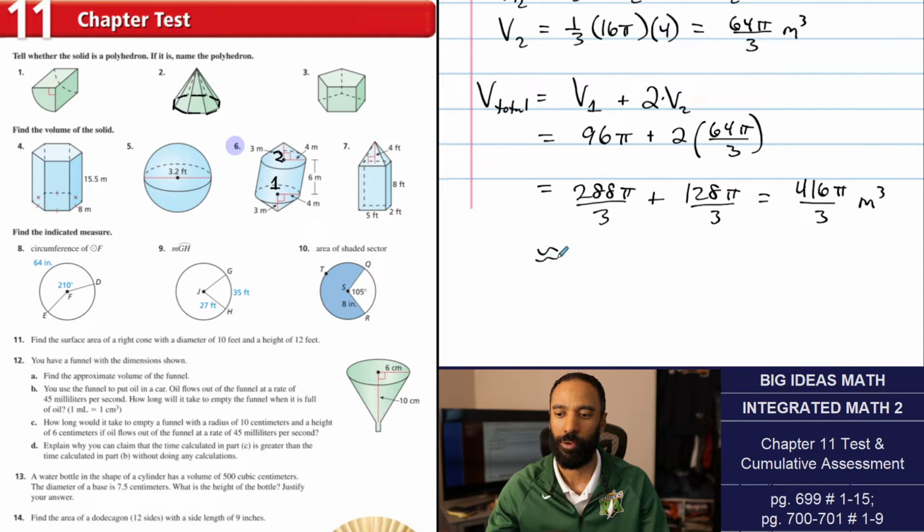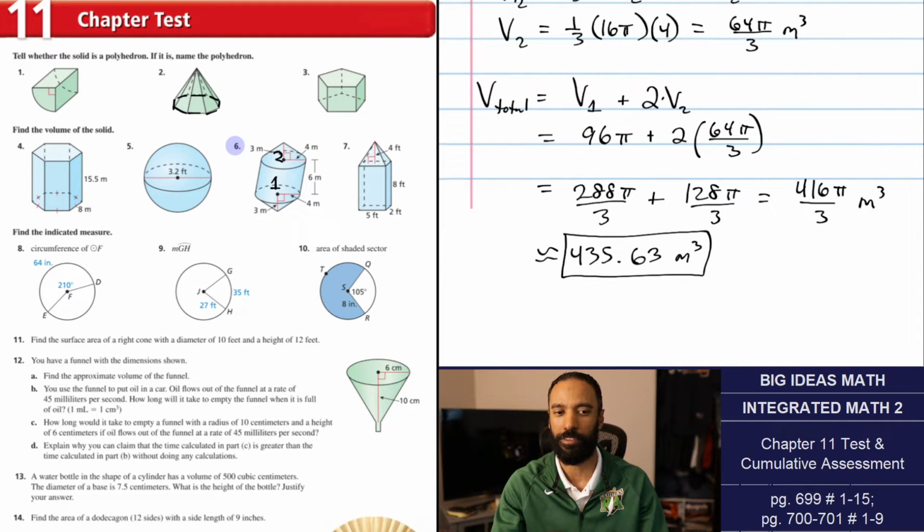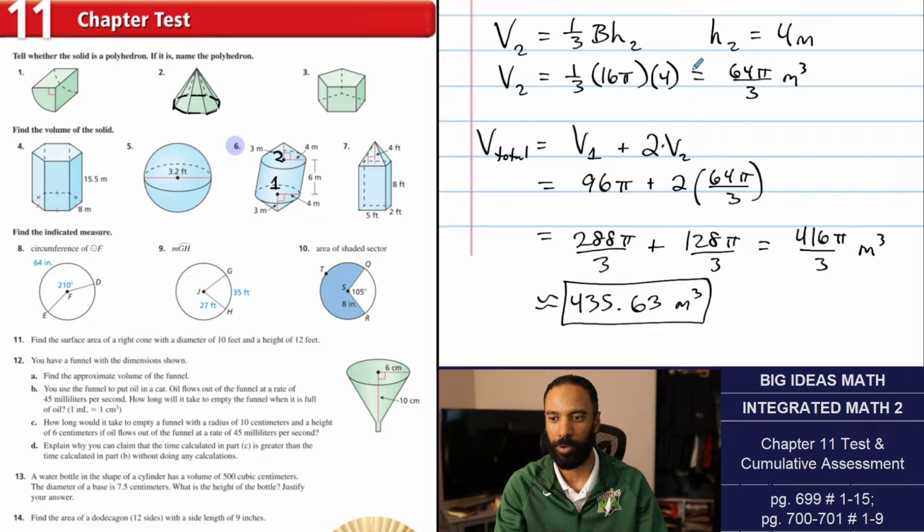435.63. So 435.63 cubic meters of volume as a whole. So we took the volume of the cylinder, added 2 of those cone volumes as they're both congruent to each other, and doubled it. And there we go.